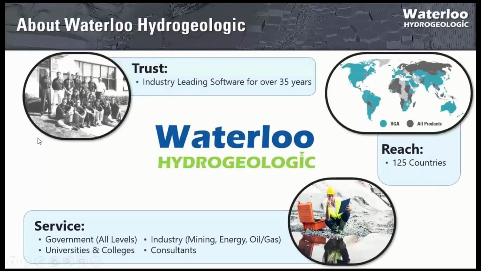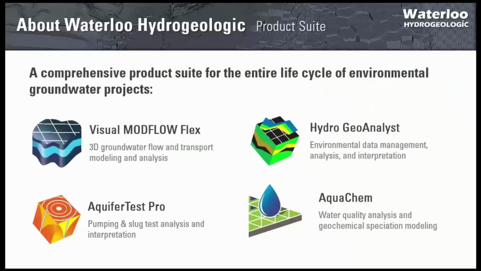A little bit about Waterloo Hydrogeologic. We've been around for over 35 years, providing industry-leading software to the environmental field. We have clients in over 125 countries, and we provide our software to users from different industries, including government, industry, mining, energy, oil and gas, universities and colleges for both research and for learning, and also to the consultants that serve all of these areas. We have 4 main products that we offer, and we'll be talking today about Hydro GeoAnalyst.